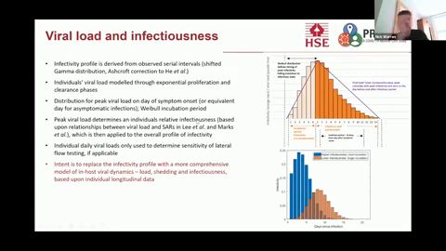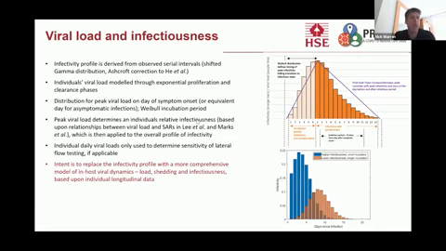So in terms of viral load and infectiousness, we have an infectiousness profile. Overall, the infectiousness in our model varies both day to day, and it varies between individuals. In terms of the day-to-day variation, we have an infectivity profile that's derived from serial intervals from early on in the pandemic, and that's represented by a shifted gamma distribution. So that's the histograms and the plots on the right.